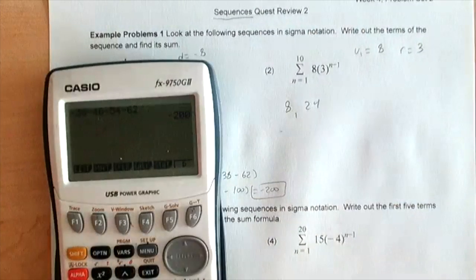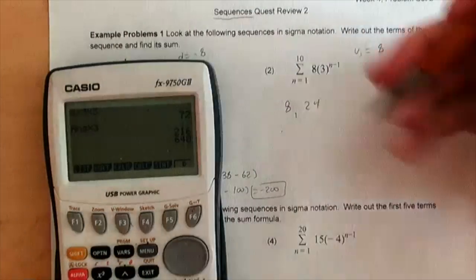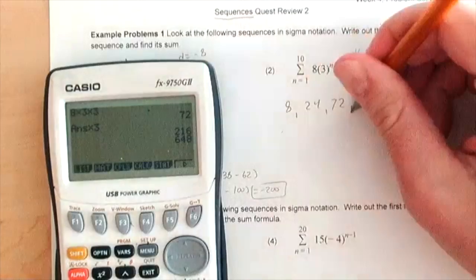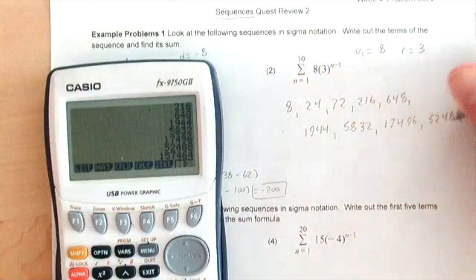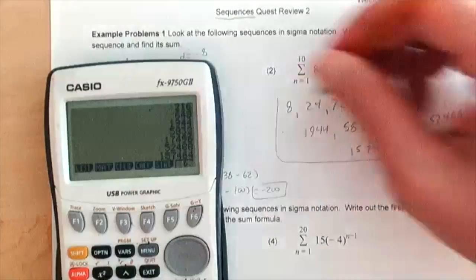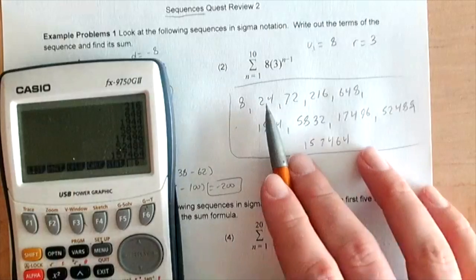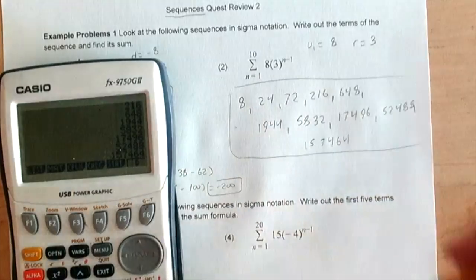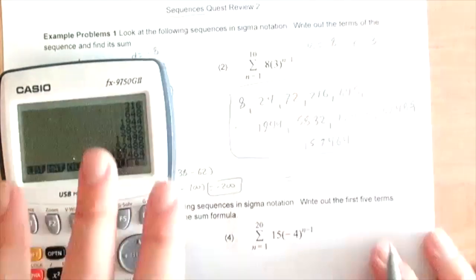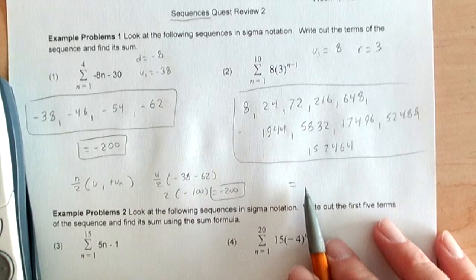The second term is 24 because all I did was 8 times 3. So I'm going to do this now 10 times. 8 times 3 times 3 times 3, like so. Okay, so that's my sequence, 10 terms, and they're getting way big, way quick. And the second thing it asks us to do is the sum. And I'm just going to add them up on my calculator to get this answer.